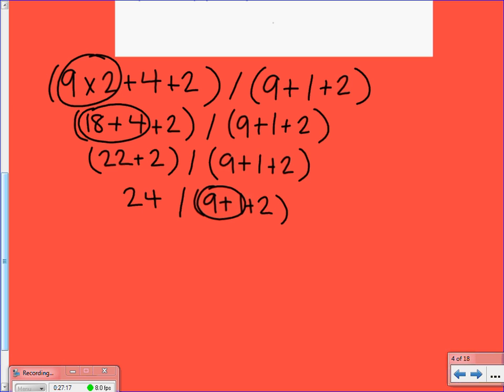9 plus 1 is 10. Everything else gets rewritten that I haven't done yet. We are so close to getting rid of that parentheses. I know, I love getting rid of parentheses. I feel like I won an award or something. Yeah. So 10 plus 2 is? 12. Rewrite everything else. All we are left with is 24 divided by 12, which I heard some people say is 2.